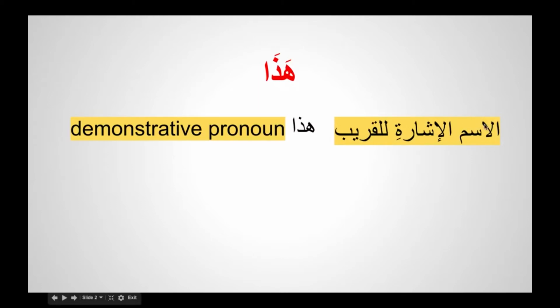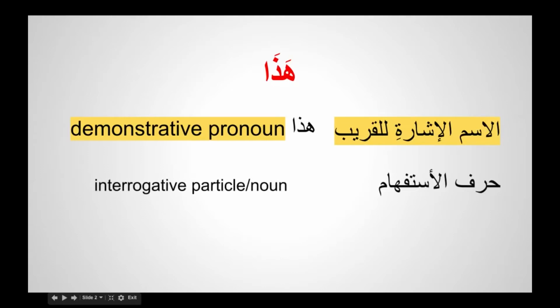Al-ism means noun. It's easy to remember. It's a noun. What's the noun? And ishara means to point. So al-ishara, so the noun used to point. Ismul ishara. So where do we use this hada? To point at things that are near to you. So lil qarib, to point at things that are near to you. Ismul isharatu lil qarib. Then we also learned about interrogative particles or harf al-istifham, the particles used to seek understanding.